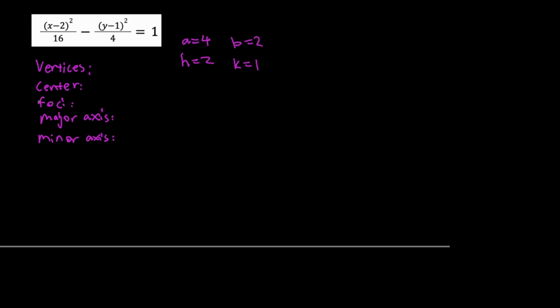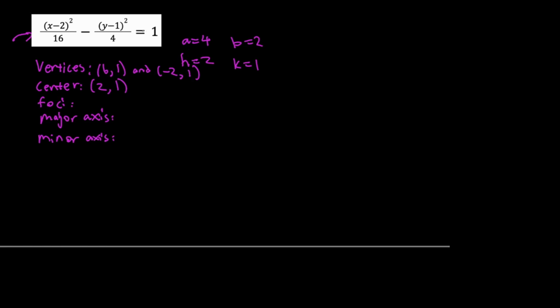Let's find the center first, since that's the easiest. It's just (h, k), so the center is (2, 1). And to find the vertices, since it's a horizontal hyperbola, since this x is positive here, we just have to add and subtract the 4 to this x value of the center. So adding 4, we would get (6, 1), and subtracting 4, we would get (-2, 1). So that's the vertices and the center.